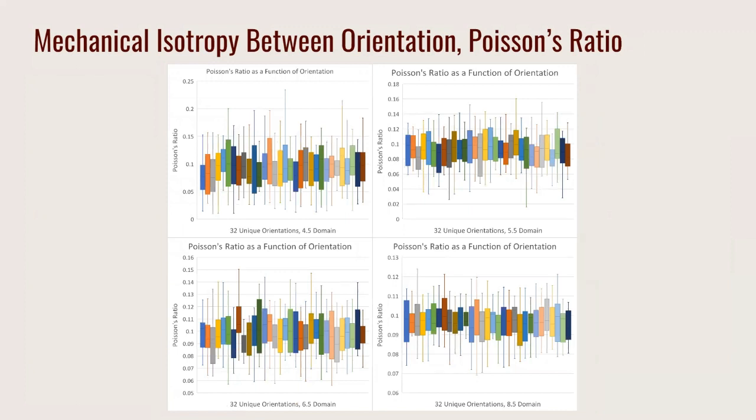Looking at how the different orientations of the cube compare for Poisson's ratio, each orientation again shows some variance between them, but decreases as the domain size increases.